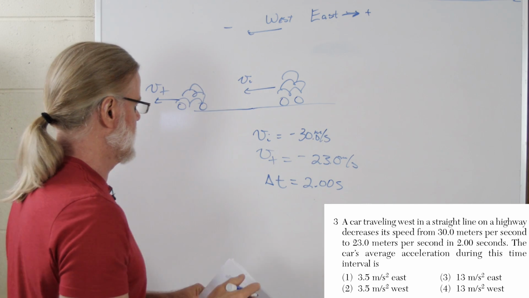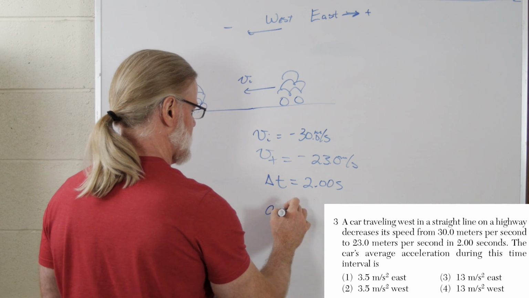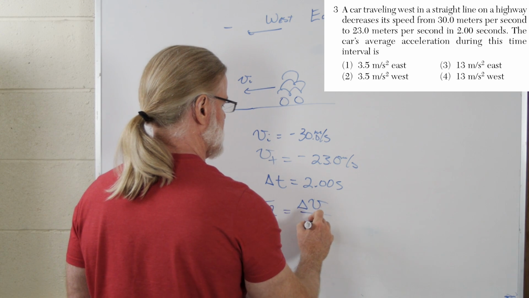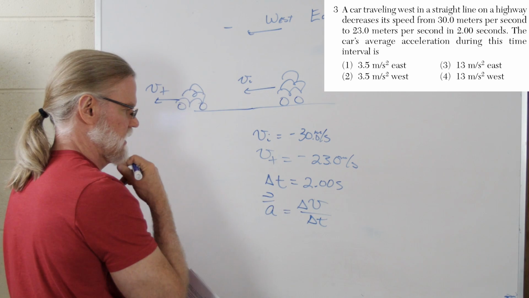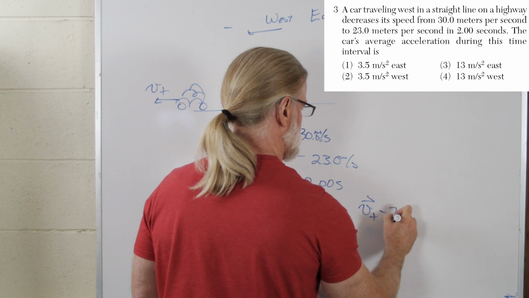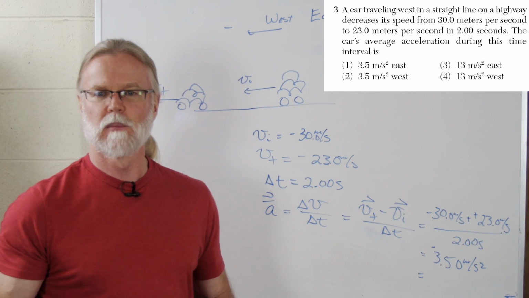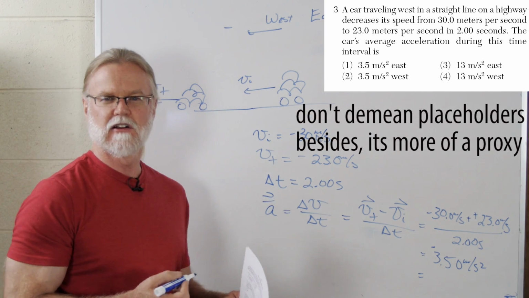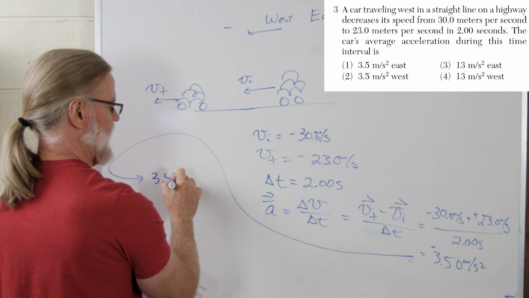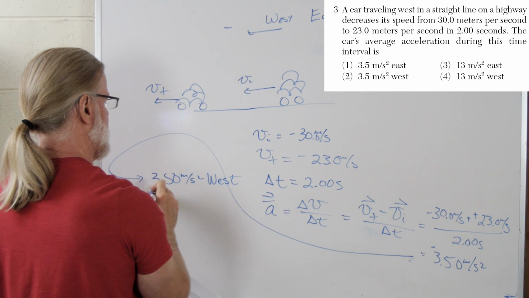The car's average acceleration. Well, that's all we do in this class is average acceleration, so it just says acceleration. It's technically the average acceleration, which is the change in velocity divided by change in time. Of course, acceleration is a vector, so a change in velocity is going to be V final minus V initial divided by time. But negative is just a placeholder, because our calculator doesn't understand right and left and stuff like that. The answer will be 3.50 meters per second squared west, because west is negative.